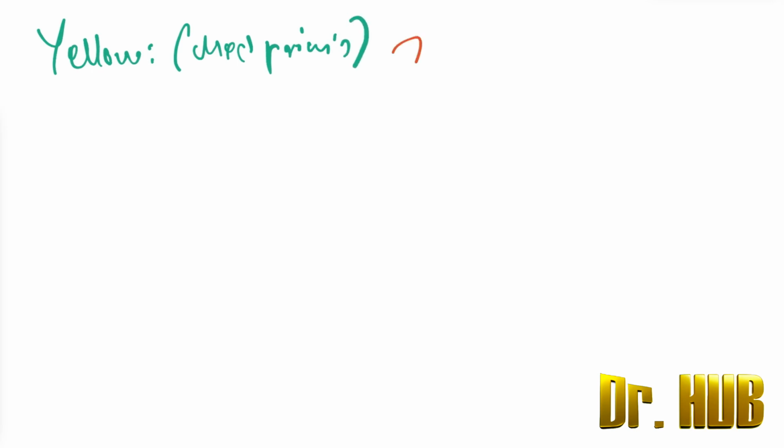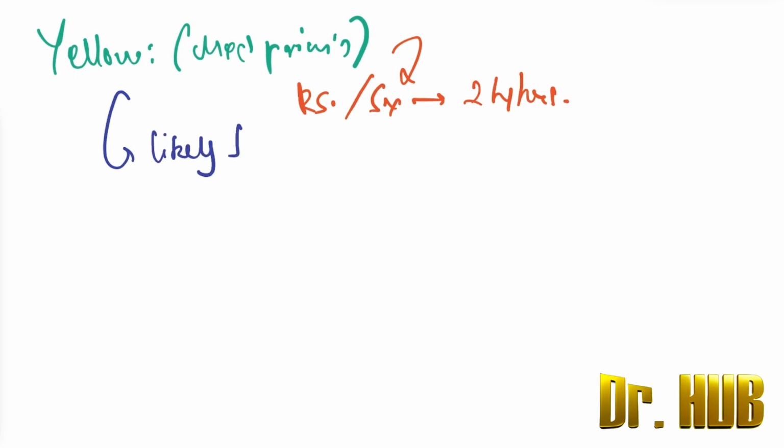Then we move on to yellow. Yellow means medium priority, and this means possible resuscitation or surgery in the next 24 hours. The person is likely to survive if prompt treatment is given. So what are the examples of the yellow color code?